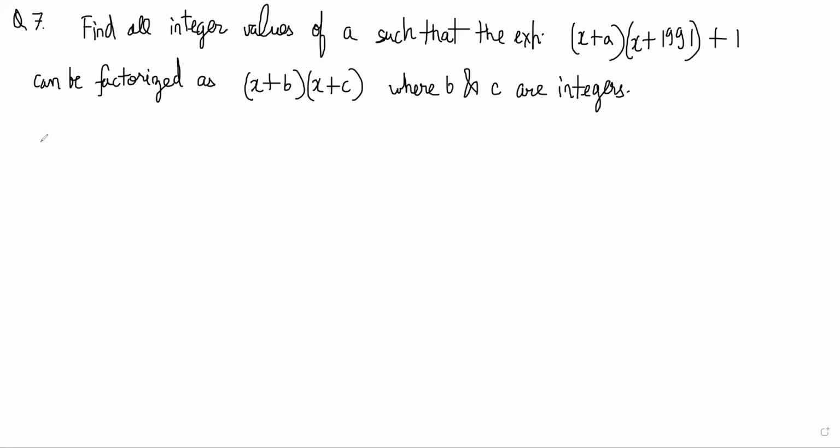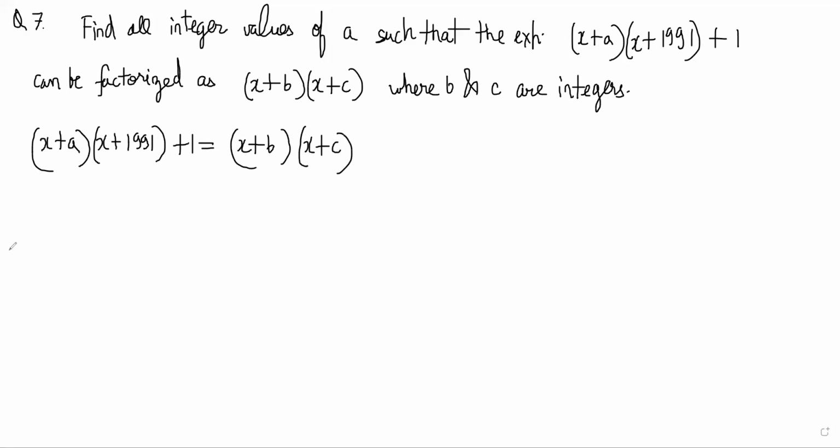Basically, if you write (x + a)(x + 1991) + 1 is equal to this, we'll get 1991 + a = b + c, and 1991a + 1 = bc. You get these two equations.